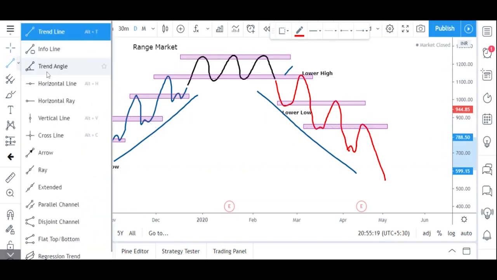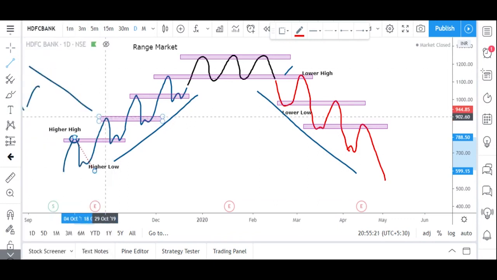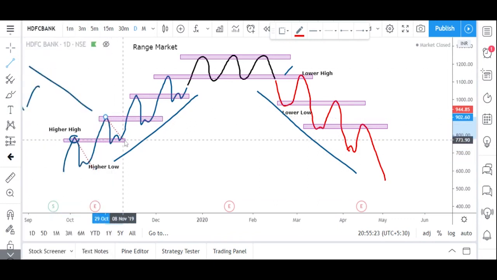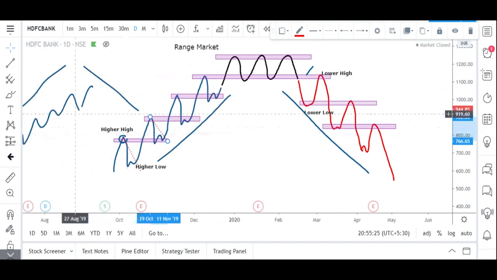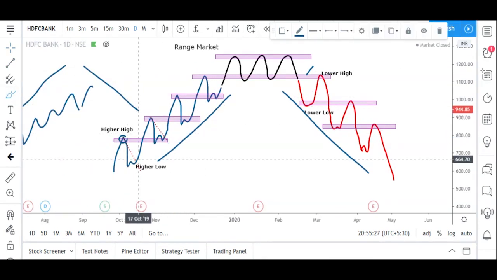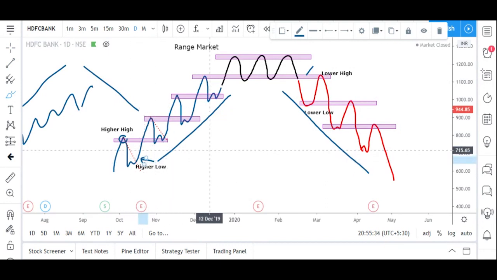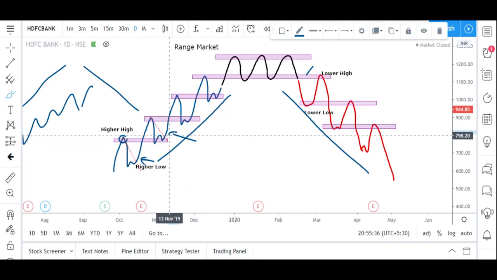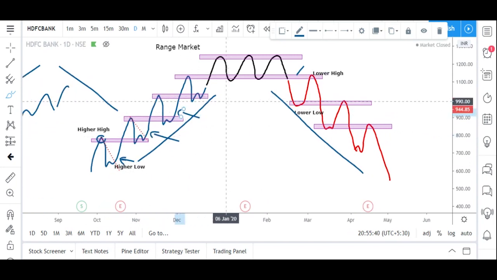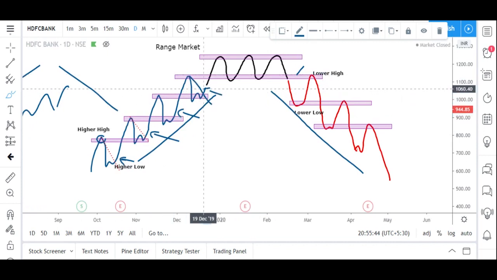Similarly, we have to draw one more trend line, and at this point we take the trade, guys. At this point here we take the trade. Again here we draw a short term trend line and we take the trade here.